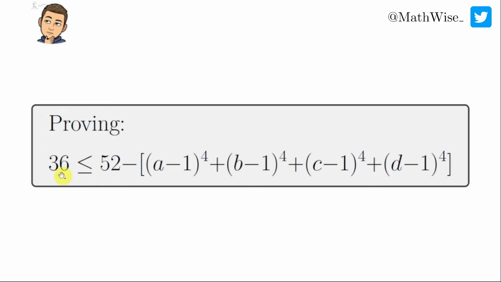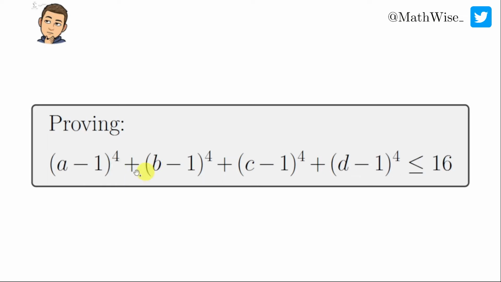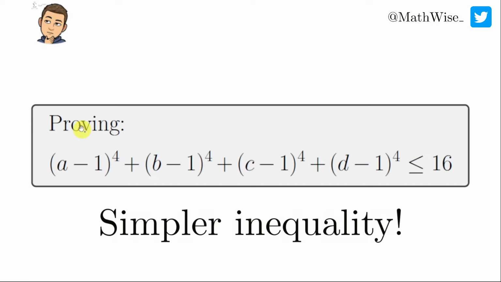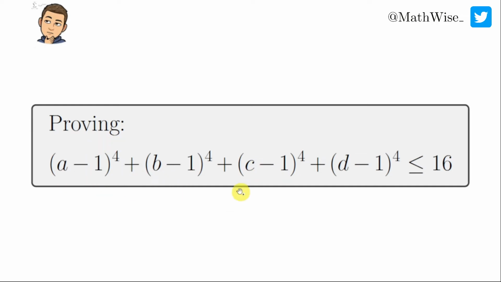Okay, so now, in other words, we can simplify this inequality so that the sum of the powers of 4 of a minus 1, b minus 1, c minus 1, d minus 1 is less than or equal to 16. Now we see here we have the sum of powers of 4, and it is much simpler than the original inequality, because we only have the sum of powers of 4 now.